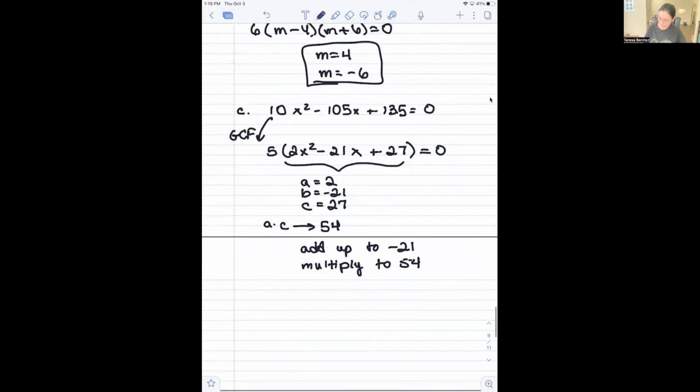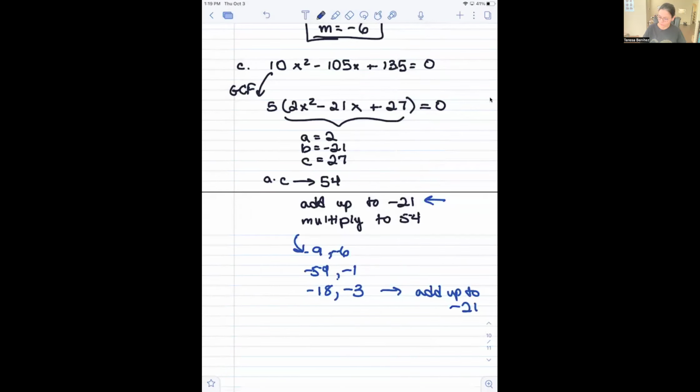I'm going to start trying to figure this out using blue. I have 9 and 6 multiplied to 54. No combination of that. I'm going to do negative numbers here since I have negative over here. That does not add up to negative 21. What about 54 and 1? Definitely doesn't add up to 21. What about negative 18 and negative 3? Oh, they do add up to negative 21, okay? Those are the ones that I'm going to use.